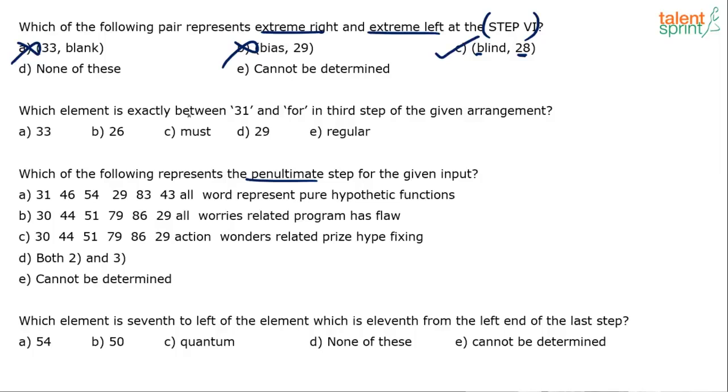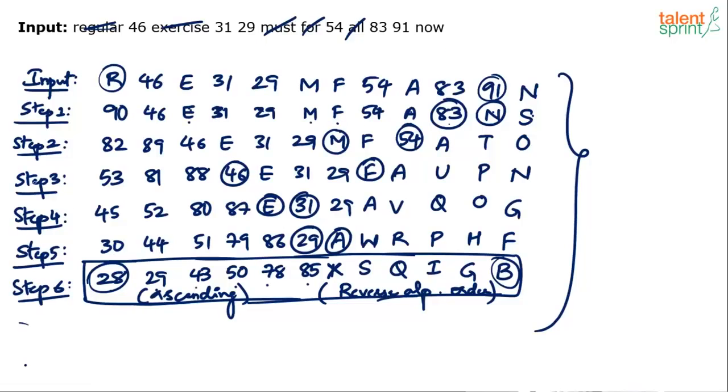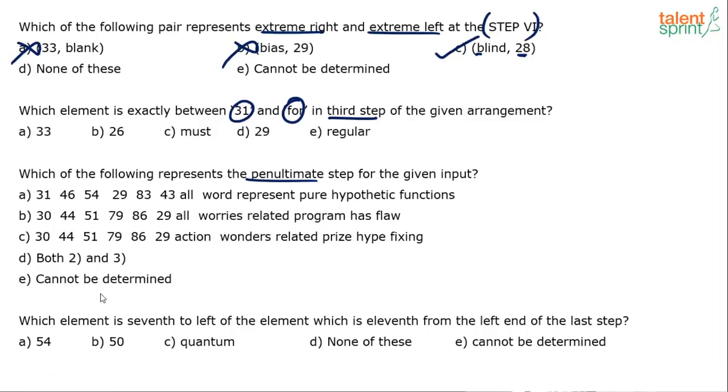Which element is exactly between 31 and F in third step? So this is step number 3. 31 is here and F is here. So what is exactly between 31 and F? 29. So 29 should be the answer. Option D. That's simple.